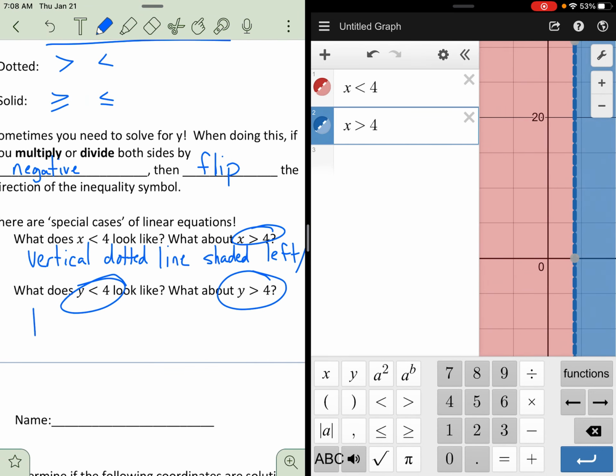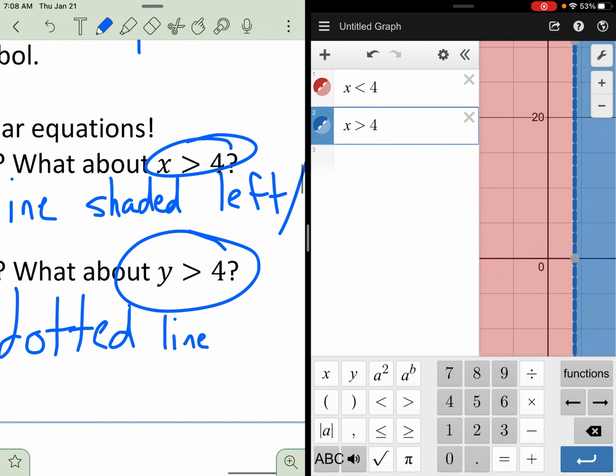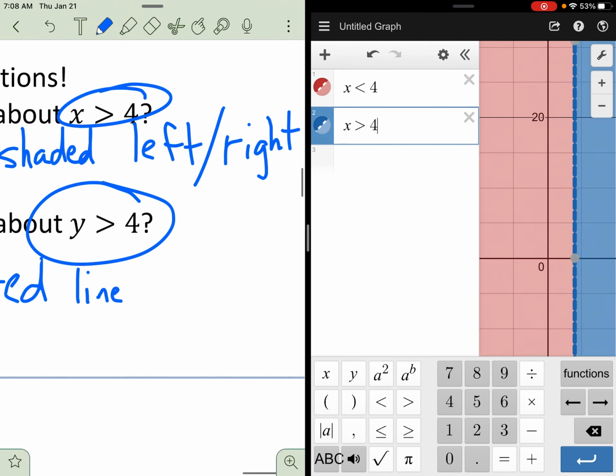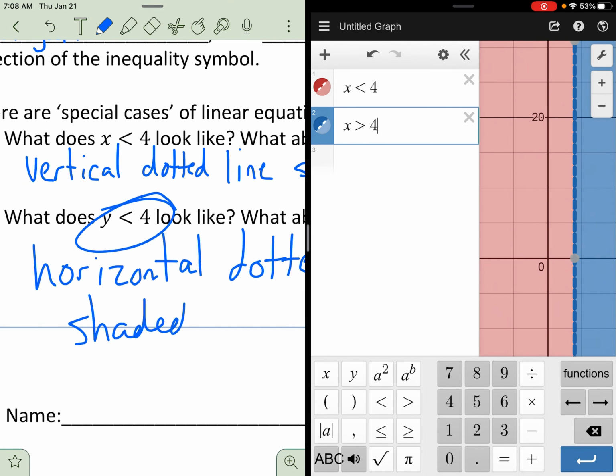So what do you think y is less than 4 and y is greater than 4 look like? Well, those, of course, would be horizontal lines, dotted because there's no line underneath the inequality. And if it's less than, then that's going to be below.